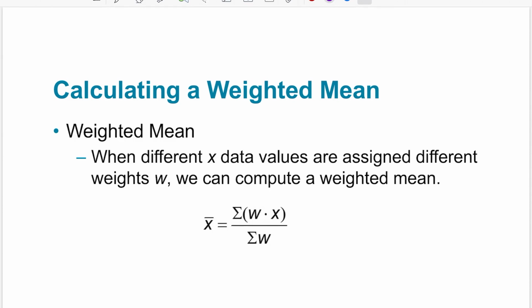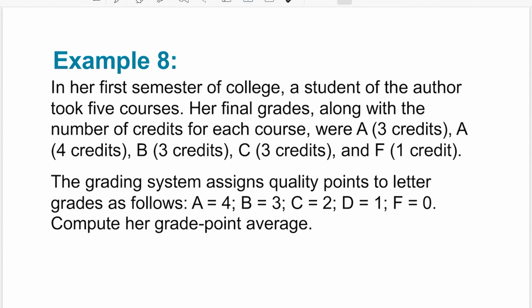A similar formula can be used on a weighted mean as well, but instead of frequency, we have the weight for each certain value. Example 8. In her first semester of college, a student of the author took 5 courses. Her final grades, along with the number of credits for each course, were: A for a 3-credit class, A for a 4-credit class, B for a 3-credit class, C for a 3-credit class, and F for a 1-credit class.